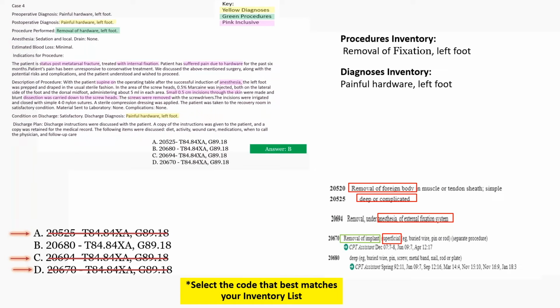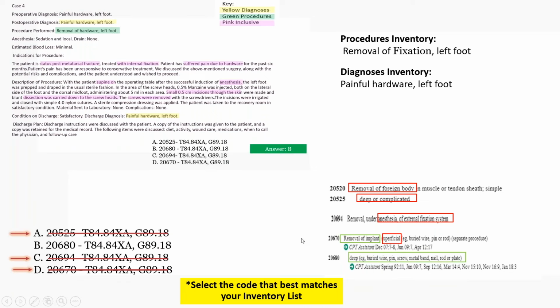And if you have a close look into the parenthesis, you can see what kind of implants are usually used. In the deep, we are having a screw, and a screw is the one which is exactly removed in our scenario. The blunt dissection was carried down to the screw heads and the screws were removed. So generally the screws are for a deeper section, and it is not going to be a superficial one.